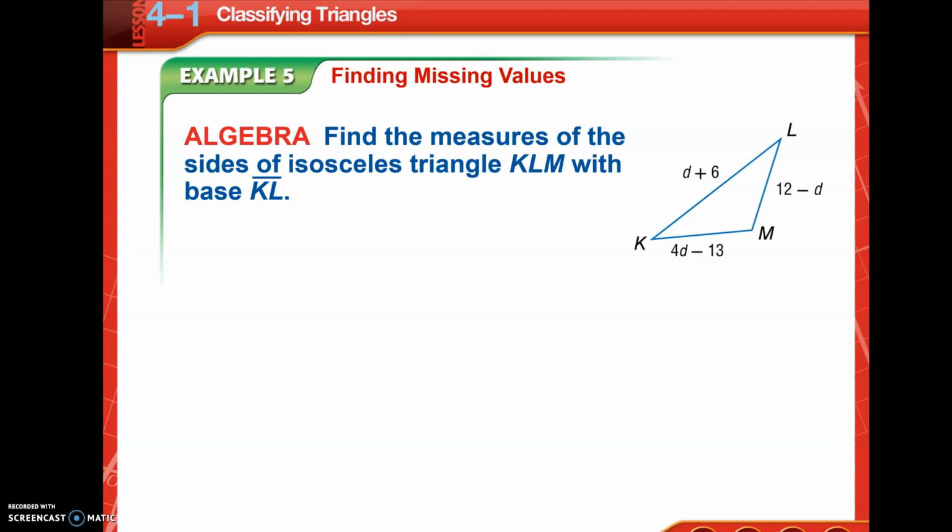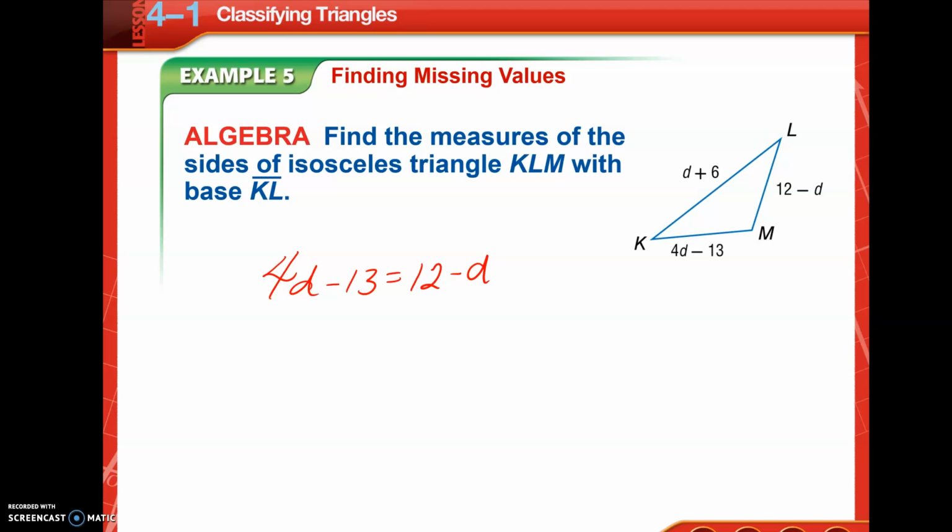Find the measures of the sides of an isosceles triangle, given that KLM is the triangle. It's an isosceles triangle, so that means 2 sides are equal, and KL is the base. When we're talking about an isosceles triangle, the side that is not equal to the other 2 sides is the base. So KL is the one that isn't equal. That would mean that 4D minus 13 equals 12 minus D.